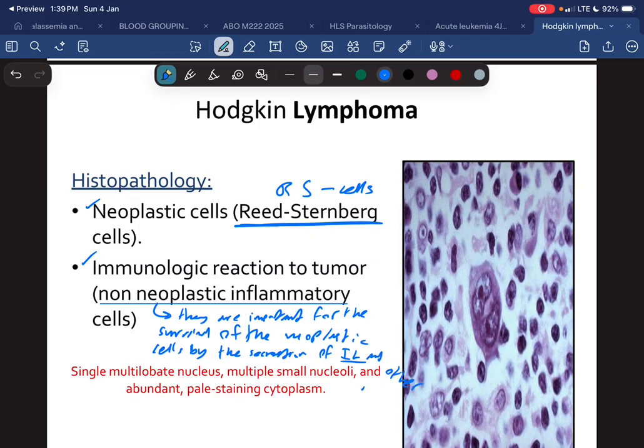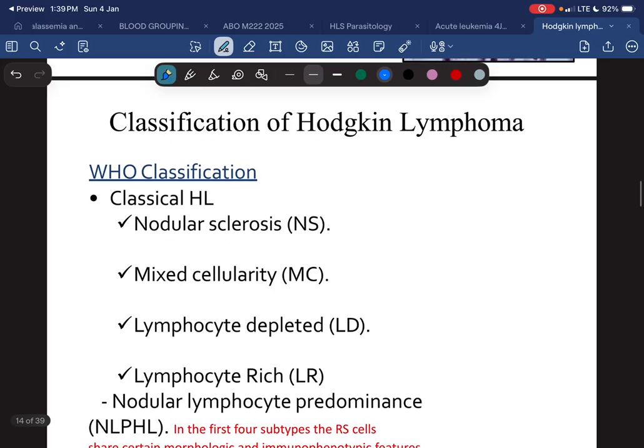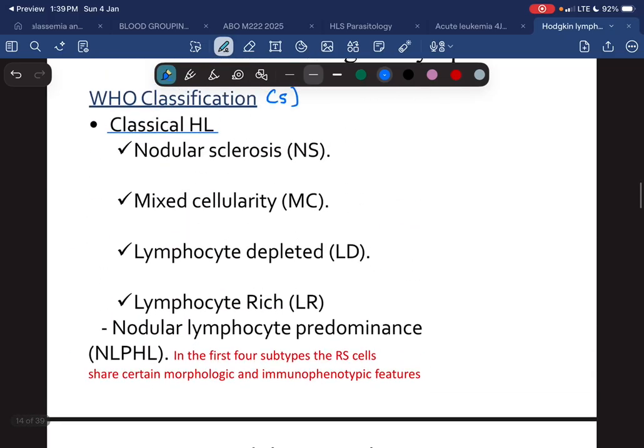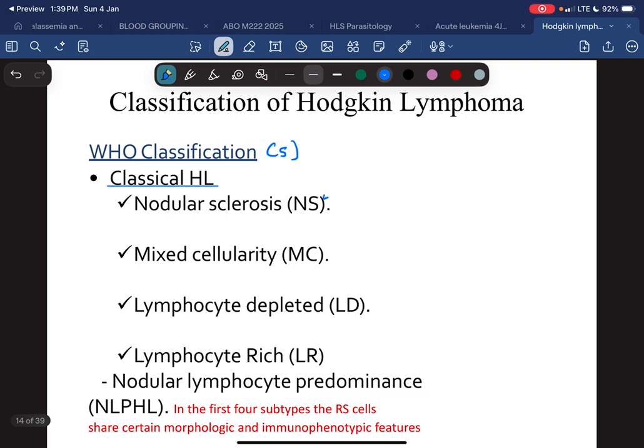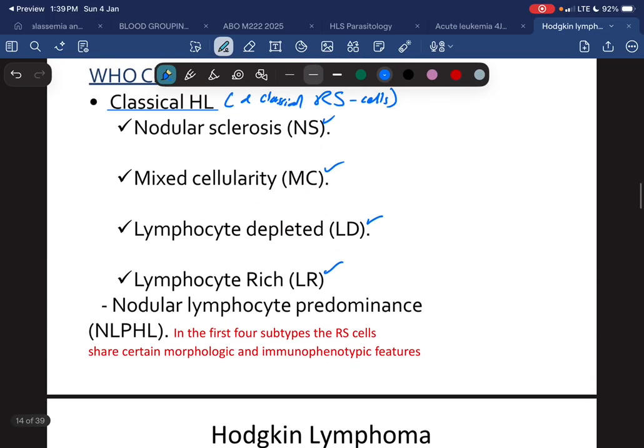Classification of Hodgkin lymphoma: it is divided into 5 types or subtypes. The first 4 are called classical subtypes. They share immunophenotypic and morphologic features of the RS cells. The RS cells of the first 4, the classical Hodgkin lymphomas, have the same phenotypic and immune marker presentation. They are the same in the first 4. Number 5, nodular lymphocyte predominance, is different. We will see in which aspect it is different from the first 4.